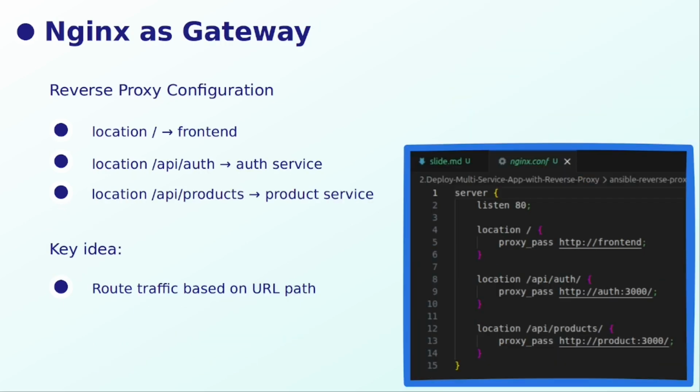Nginx gateway. Nginx is the entry point of the system. It reads the incoming request and decides where to send it. For example, / goes to the front end, /api/auth goes to the auth service, and /api/product goes to the product service. This approach keeps the system secure and flexible because clients never directly access backend services.